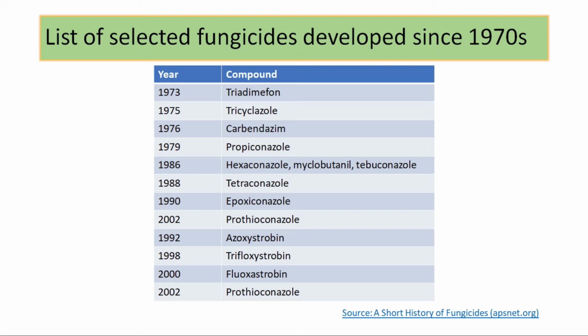When it was discovered, those compounds were modified, synthesized industrially, produced on a large scale, and used as fungicides. These are very good fungicides. These are broad spectrum systemic fungicides. We'll talk about these strobilurin fungicides in detail in some other lectures.